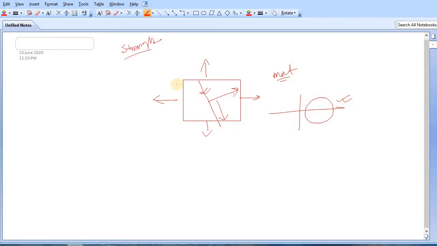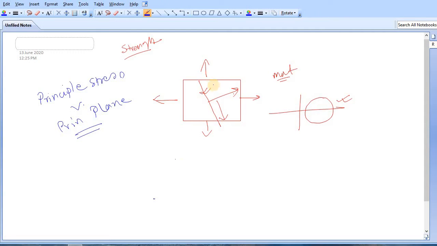Today's lesson we will learn what a principal stress is and what a principal plane is. So principal stress versus principal plane, this is the topic of today's lesson.